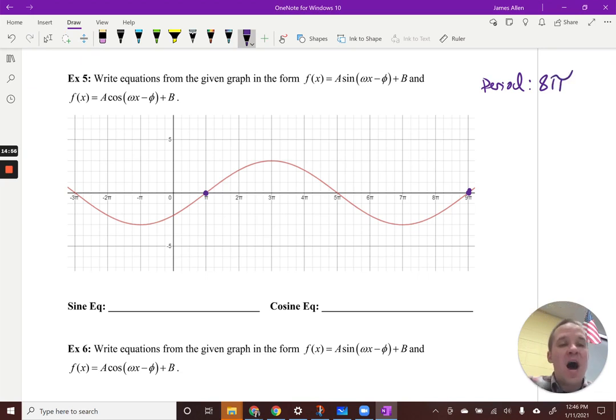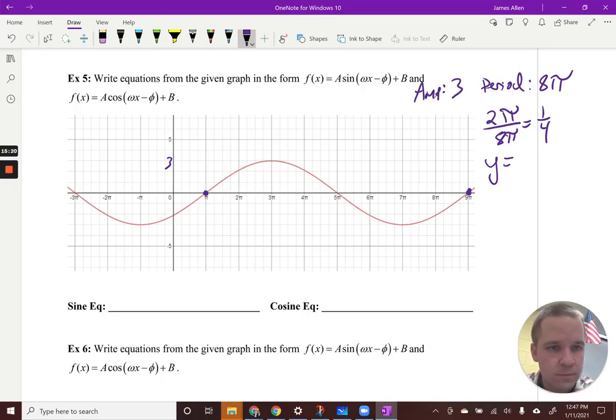So 8 pi is the period. Coolio. I got to find my period multiplier. Well, 2 pi divided by 8 pi is 1/4. There's my period multiplier. All right. So right now I have y equals, I could get my amplitude as well. It looks like it's 3. So I'd have 3 sine, and then 1/4 for my multiplier.